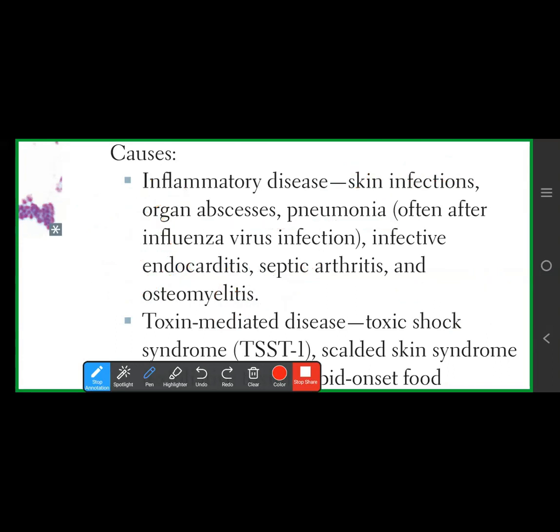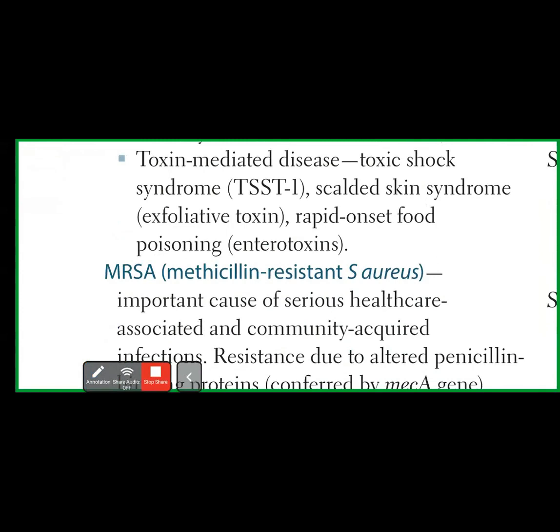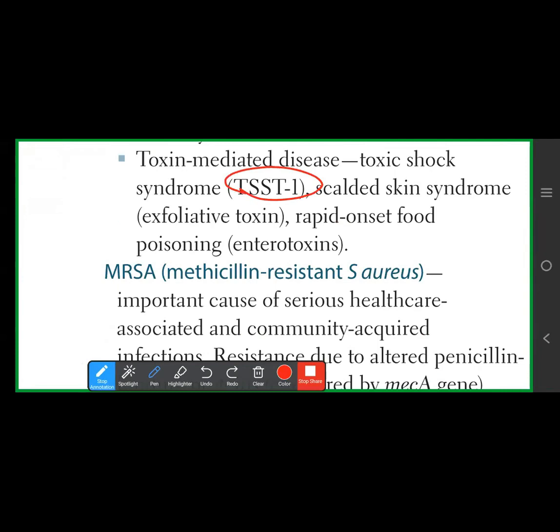Now coming to the toxin mediated, we basically have a lot of types. One of that is going to be your toxic shock syndrome, that is TSST-1 superantigen. What we have to know with respect to that is, this TSST-1 is a superantigen. It's going to bind to the MHC class 2, and it's going to bind to the T cell receptor. When it is binding to them, it is going to cause T cell activation.